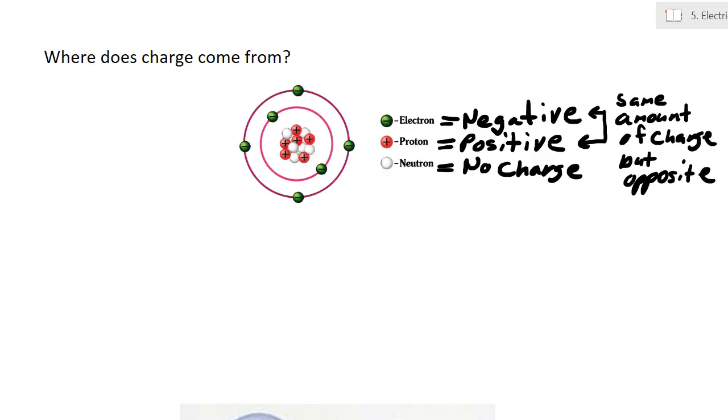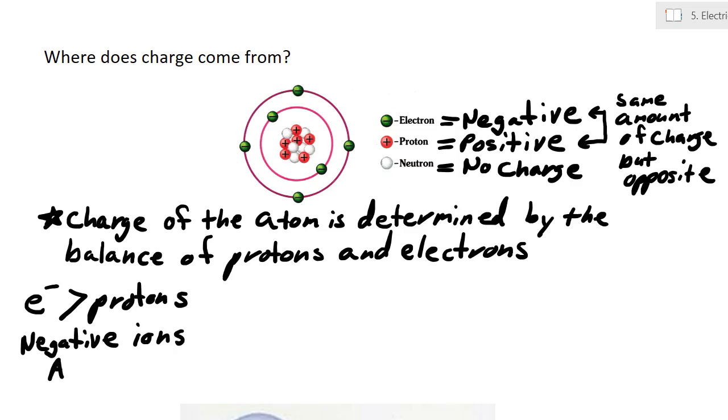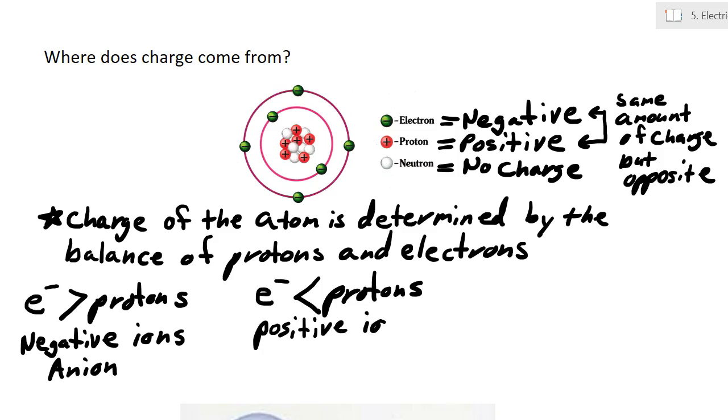And the charge of the atom is going to be determined by the balance of the protons and the electrons. If you have more electrons than protons, you're going to form a negative ion, and we call charged atoms ions, and this is a specific kind of ion called an anion. If you have more protons than electrons, you're going to form a positive ion, which is called a cation. And if you have an equal number of protons and electrons, you're going to have no charge.